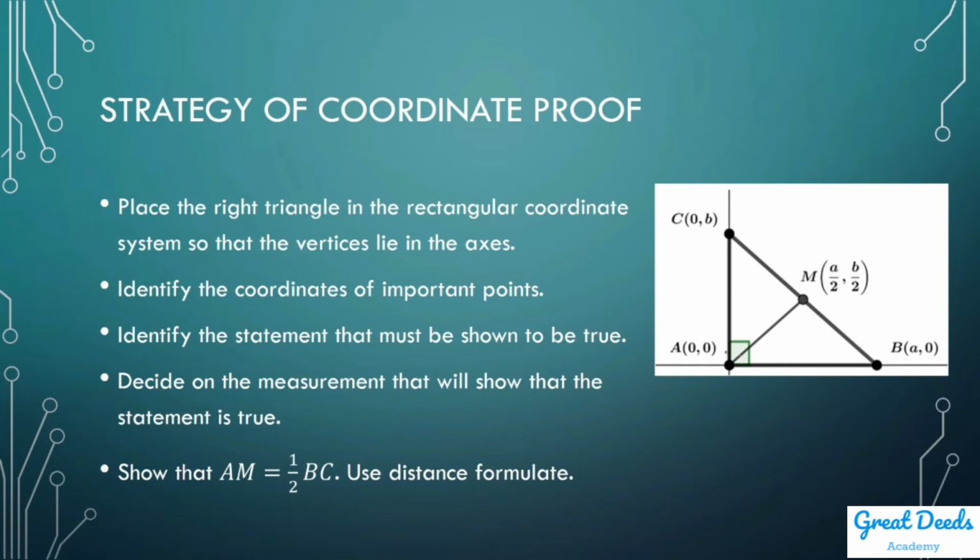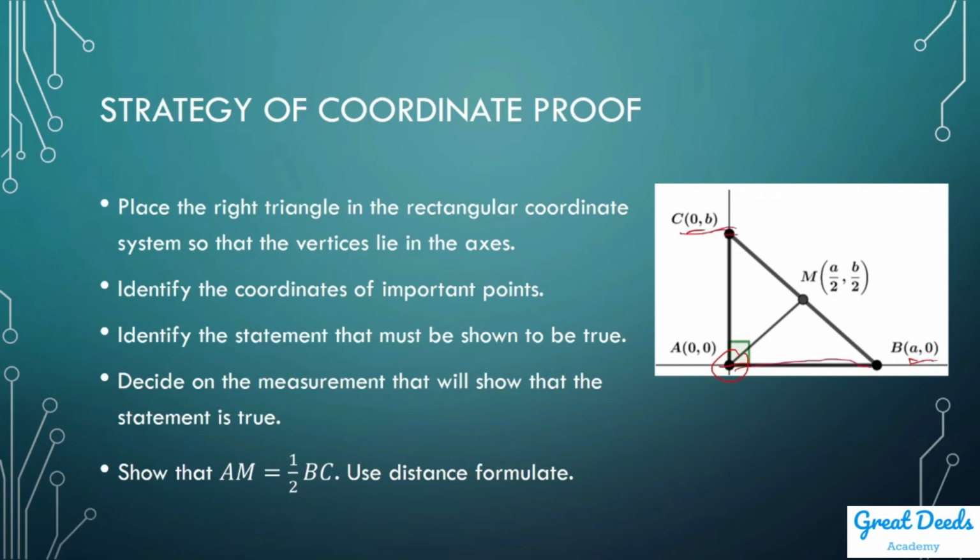The vertex of your right angle is going to coincide with the origin. Okay, so we shall lay down the triangle in this way. And it's going to be easy to compute for the lengths, because look at that. That is just (0, b), and this one is (a, 0).